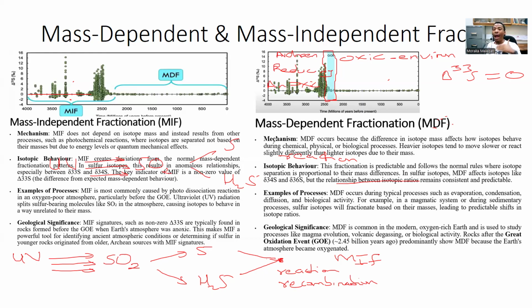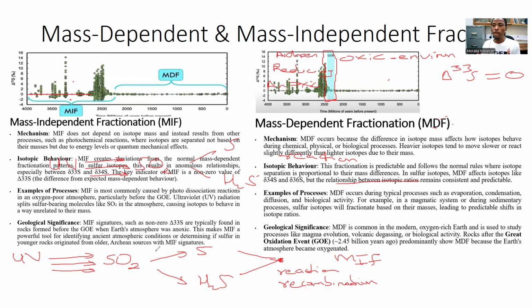That is to say, they are not following the predictable rules. Okay, and so basically that's what happened. Which is why we say MIF signatures, such as non-zero, are typically found in the rocks formed before the Great Oxidation Event, when Earth's atmosphere was anoxic. So this makes MIF a powerful tool for identifying ancient atmospheric conditions, or determining if sulfur in younger rocks originated from older Archean sources with MIF signatures.